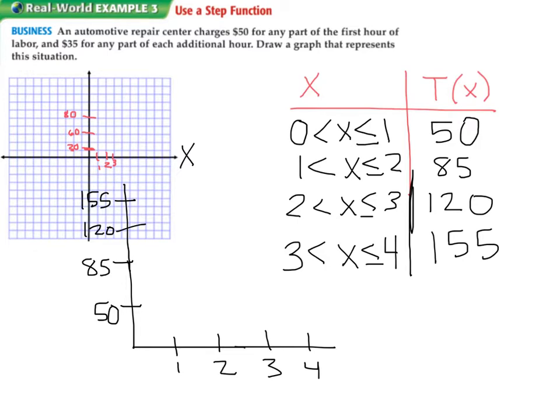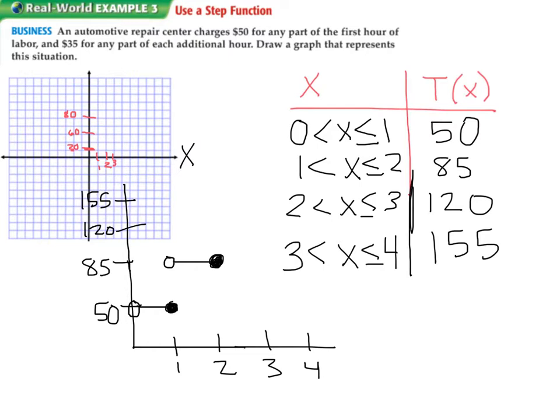So between 0 and 1, we know that it's going to be $50, and we know that there's going to be an open circle on 0, and then on 1, it's going to be a closed circle. But it's a flat rate of 50 that whole time, so it's just going to be a flat line in between the two. Then we know if it's between 1 and 2, it's going to be up to 85, but it's going to be an open circle on the 1, all the way over to 2 where it's a closed circle. And step functions are always going to look like this. They're always going to look like a set of steps.